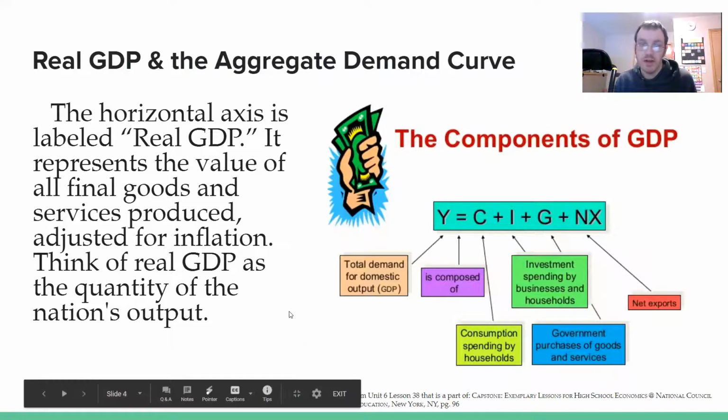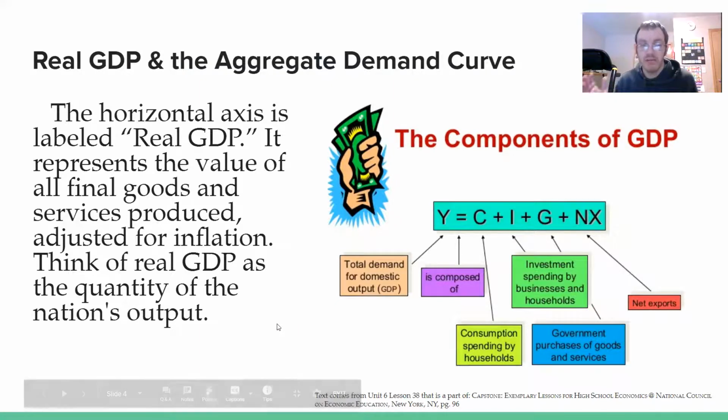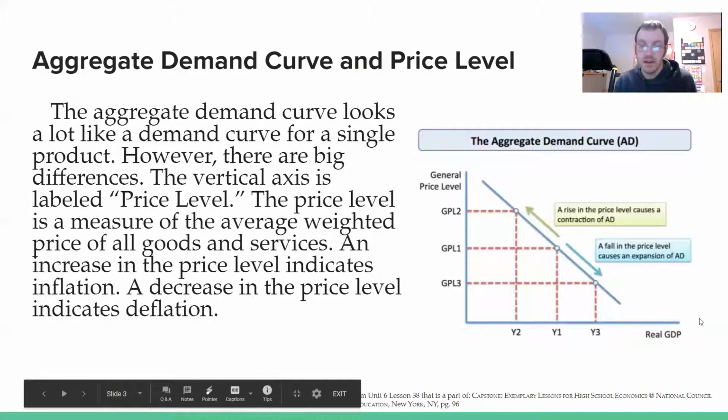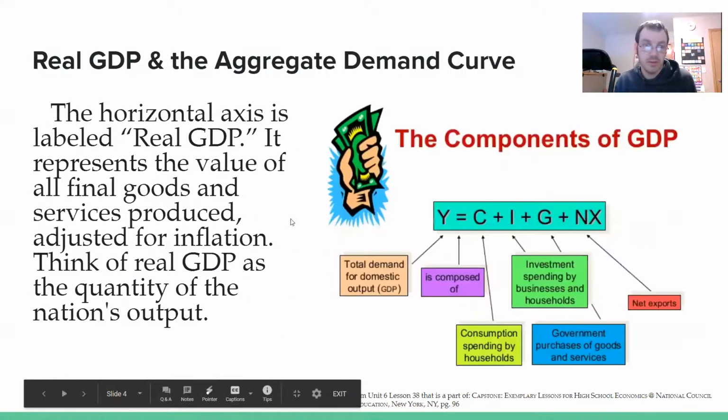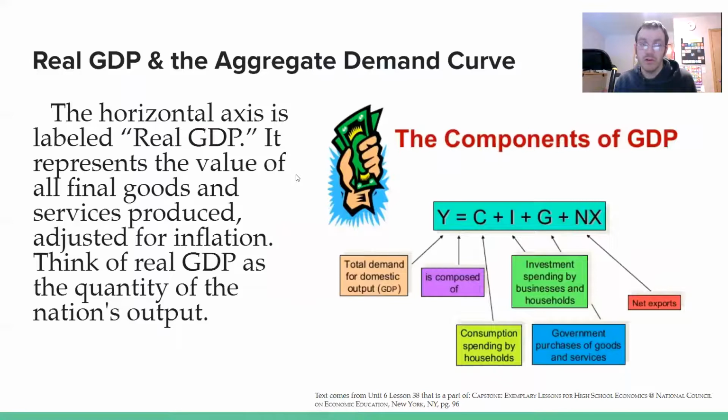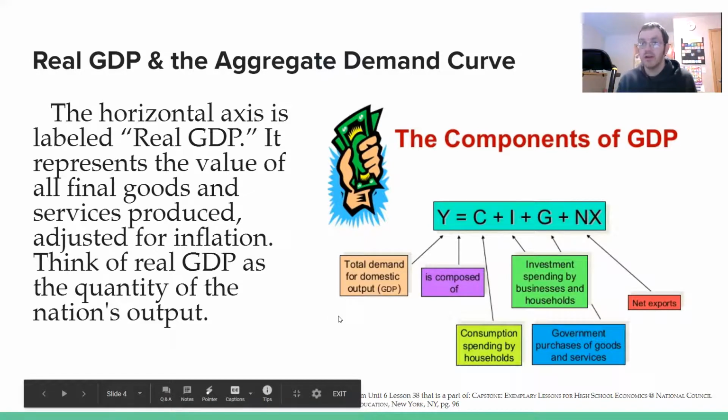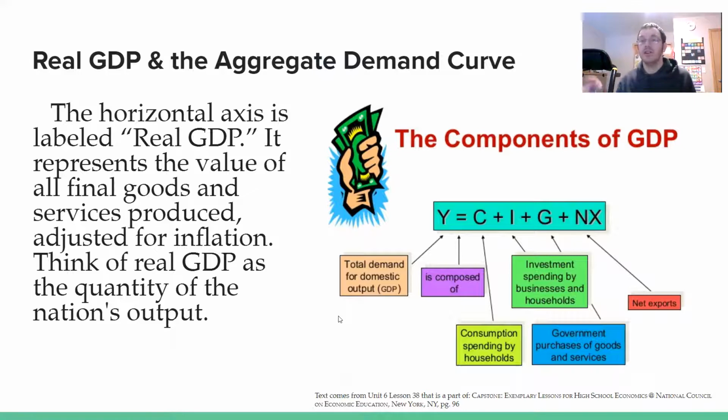Real GDP and the aggregate demand curve. The horizontal axis, as we saw right here, is called real GDP. It represents the value of all final goods and services produced, adjusted for inflation. Think of real GDP as the quantity of the nation's output. So we're looking at the quantity of all the nation's output. We call that real GDP.